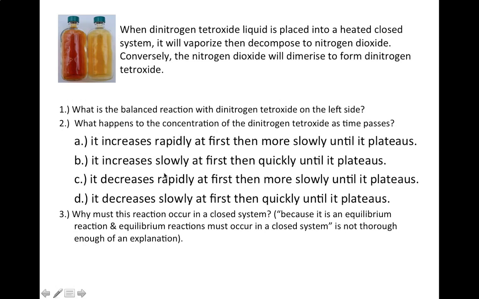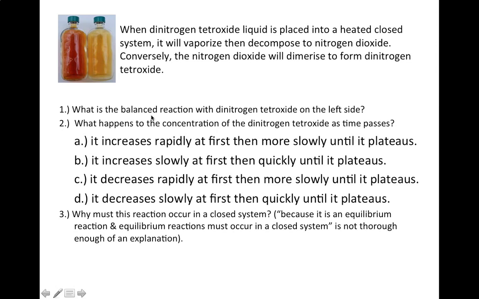So dinitrogen tetroxide is a liquid placed in a heated closed system. It's going to vaporize and decompose into nitrogen dioxide. Conversely, nitrogen dioxide is going to dimerize to form dinitrogen tetroxide. That's kind of what's going on here: 2 different vials at different points in the reaction. This is initially, and this is partway or once it's reached equilibrium.